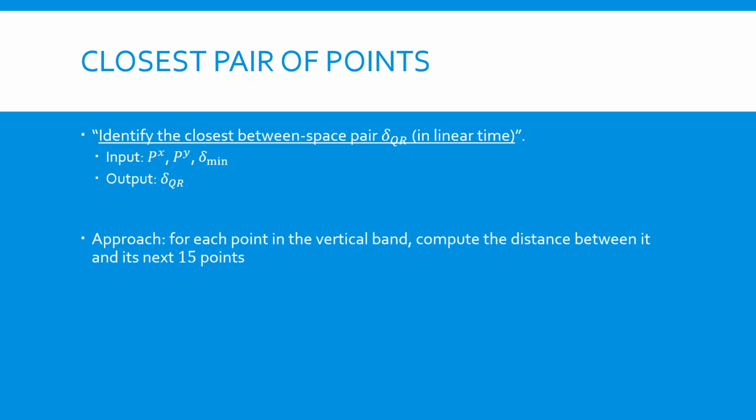The third step is to identify the closest between-space pair, delta QR, in linear time. The main idea is, for each point, compute the distances with the 15 points in the confined search space and identify the minimum. The corresponding function should take Px, Py, and delta min as input, and output the minimum between space distance, delta QR.